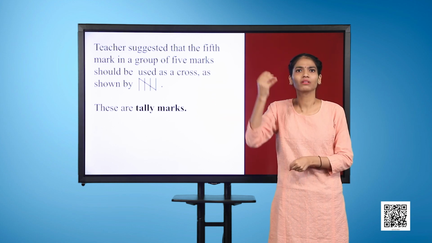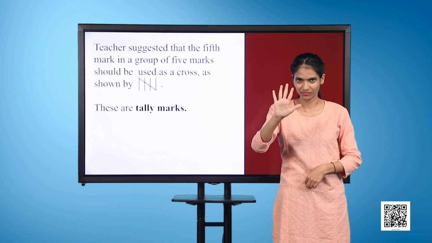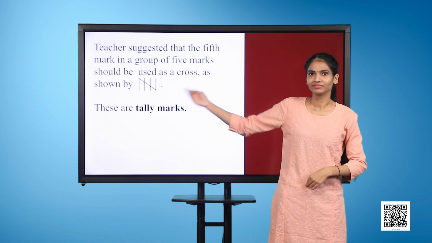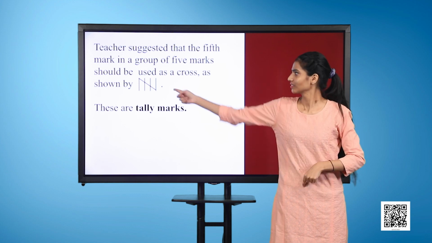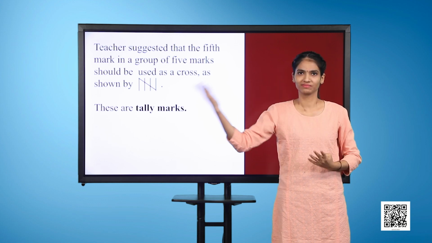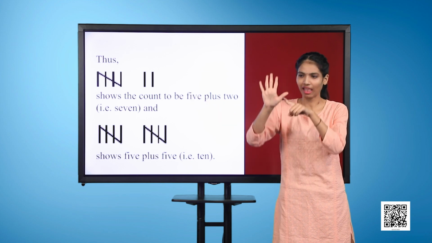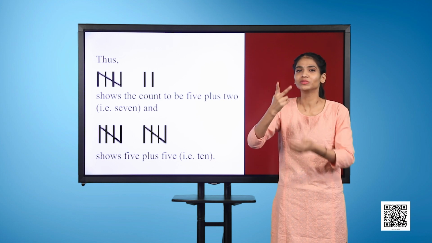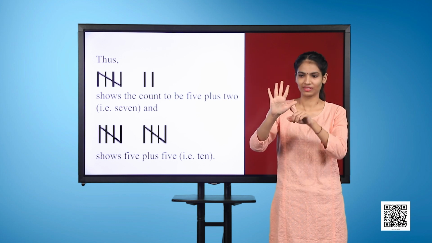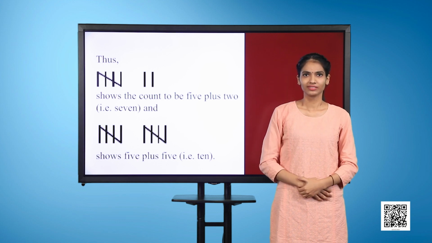The teacher suggested that the fifth mark in a group of 5 marks should be used as a cross, as shown by a diagonal cross. These are tally marks. Thus, 4 vertical lines with a diagonal cross and 2 vertical lines shows the count to be 5 plus 2, that is 7, and 4 vertical lines with a cross and 4 vertical lines with a cross shows 5 plus 5, that is 10.